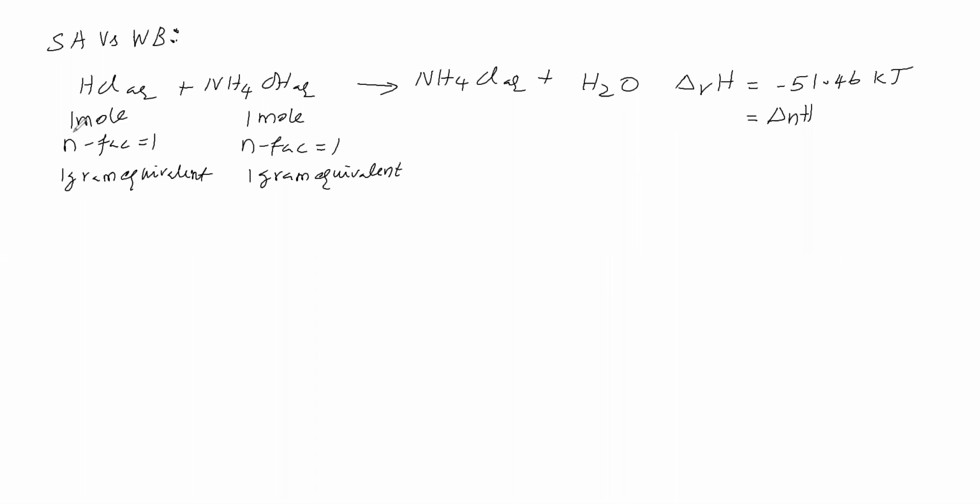Now HCl is a strong acid. This strong acid will exist in the form of ions in the solution. HCl aqueous exists in the form of ions in the solution.